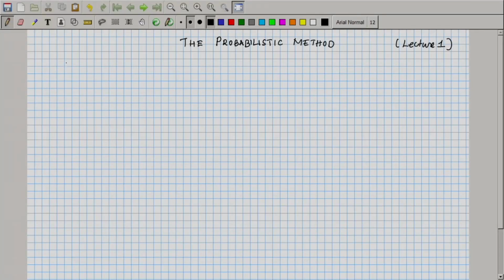Welcome to the first lecture on the probabilistic method. This was a method pioneered by Paul Erdos, and it has found a lot of applications in combinatorics and theoretical computer science.